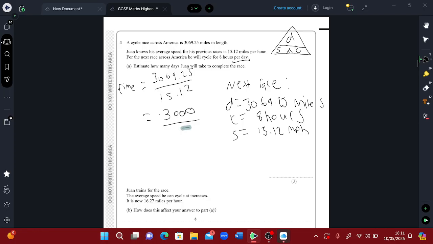Tell you what, I think it's best to do 20 here. I think 15. So that would go to 300 over 2, which obviously would be 150 hours in total, but it tells us days then. That's going to be 150 hours in total, but we know it takes 8 per day. So you want to do 150 divided by 8.